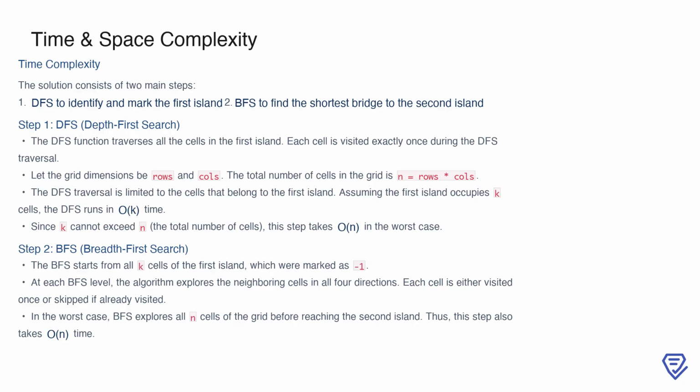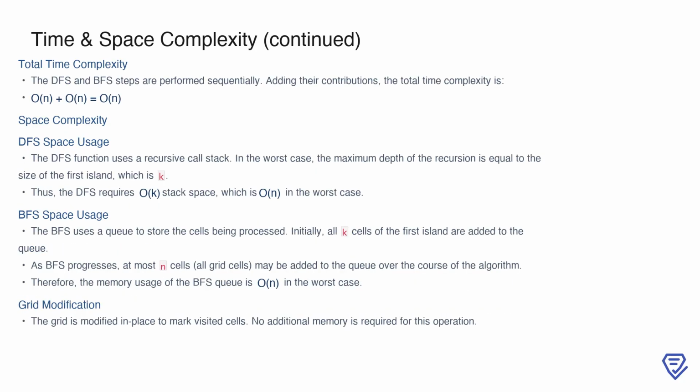Next, we move to the BFS step. Starting from the k cells of the first island that were marked, BFS explores the neighboring cells level by level in all four directions. Each cell is processed once, and if it's already visited, it's skipped. In the worst case, BFS might examine all n cells of the grid before locating the second island, leading to an O(n) time complexity for this step as well. Adding the time complexities of the DFS and BFS steps, we get O(n) plus O(n), which simplifies to O(n).